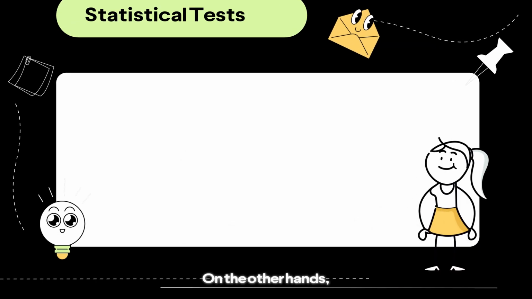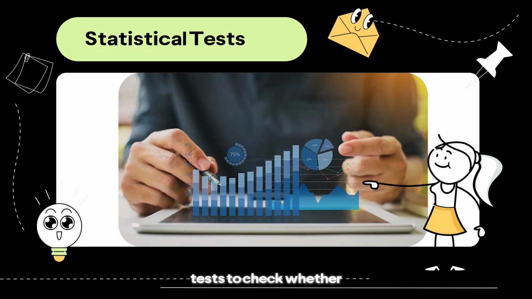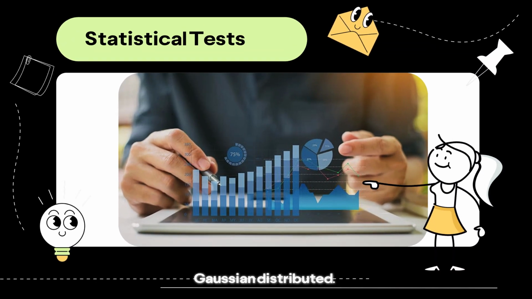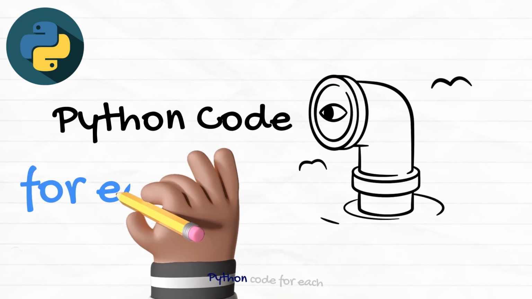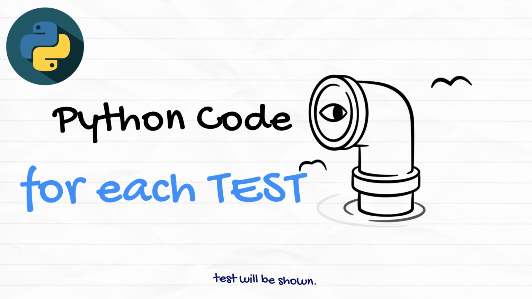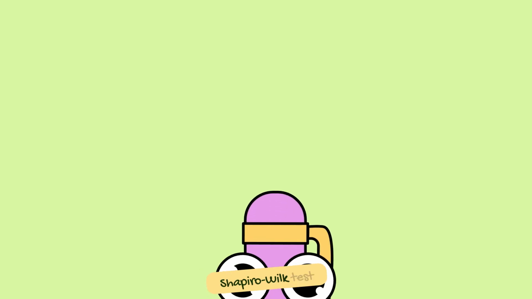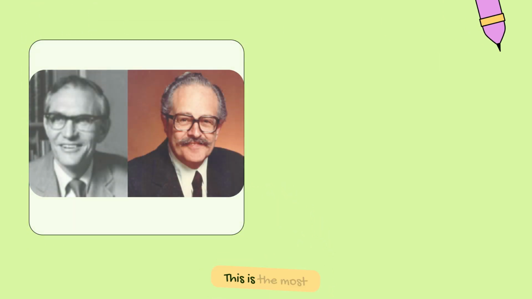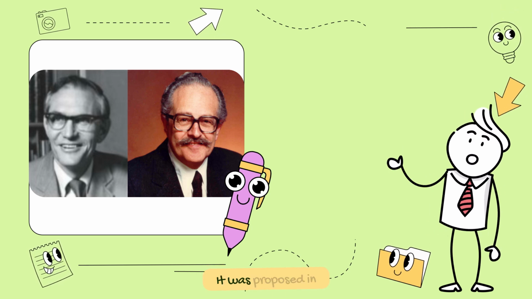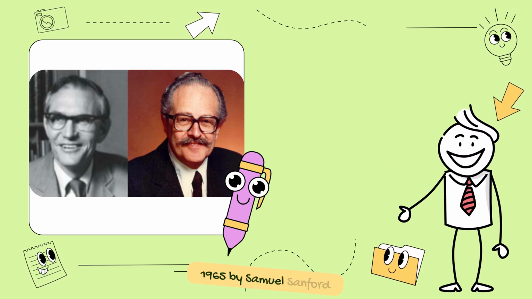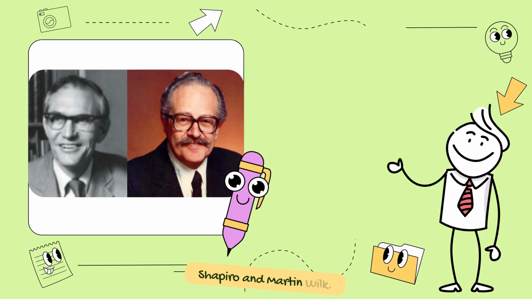On the other hand, there are many statistical tests to check whether a variable is normally, or Gaussian, distributed. In this section, the Python code for each test will be shown. Let's start with the Shapiro-Wilk test. This is the most powerful test for checking the normality of a variable. It was proposed in 1965 by Samuel Sanford Shapiro and Martin Wilk.